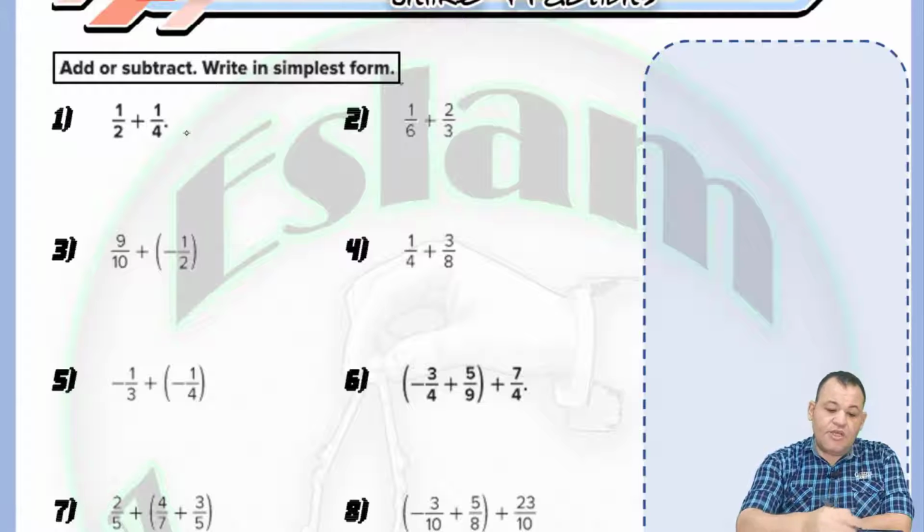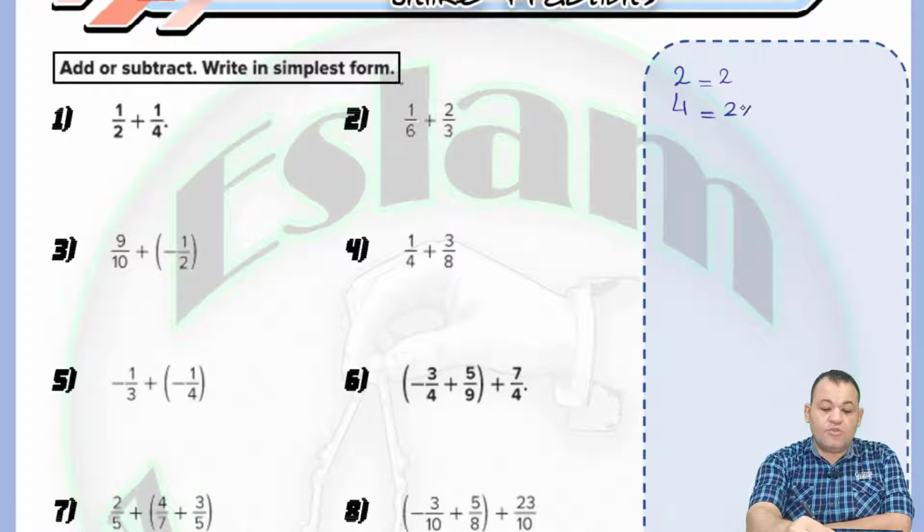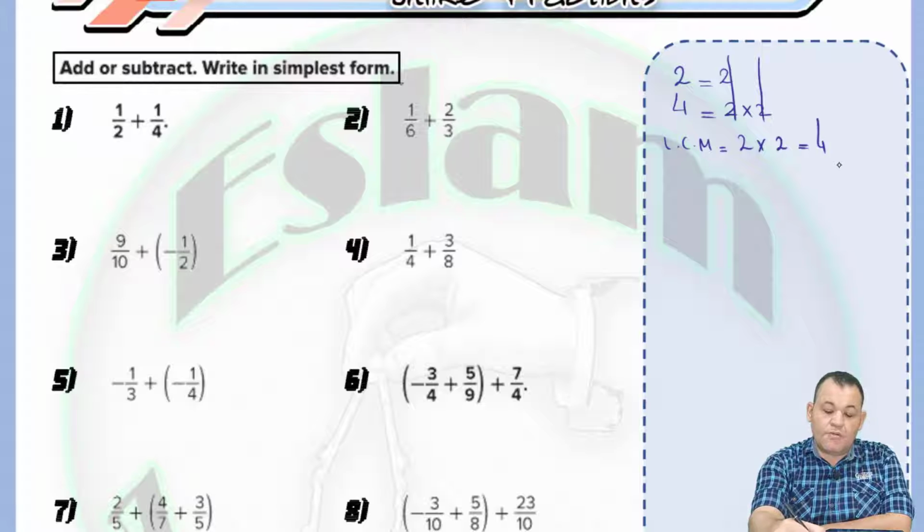Just take the first number, which is 2. 2 is a prime number, so just factorize the number into its prime factors. And 4 equals 2 times 2. To find the LCM, from each column I'll take just one number. From the second column, I'll take one number, so it will be equal to 4. So the least common denominator now will be 4.